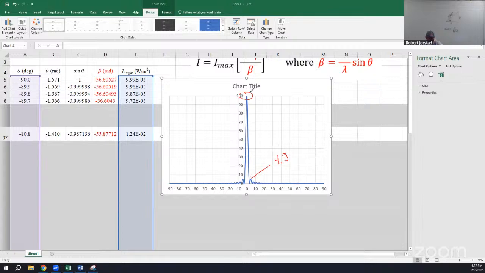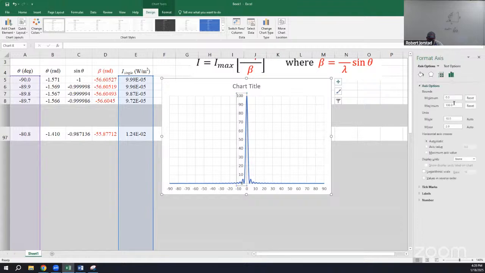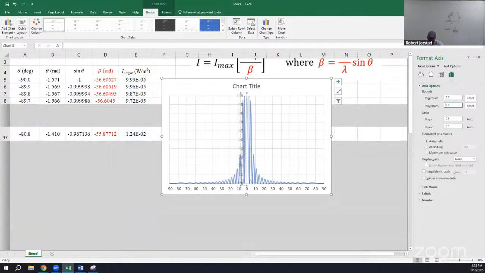So one thing we could do is, we know the central max is crazy bright and all the rest of the interesting stuff is down here. One thing we could do is to scale this. Let's go to this axis and let's go to just 5. And now you can see all kinds of crazy stuff.